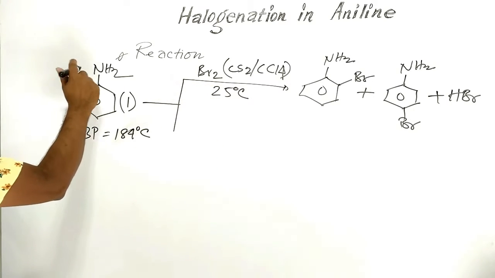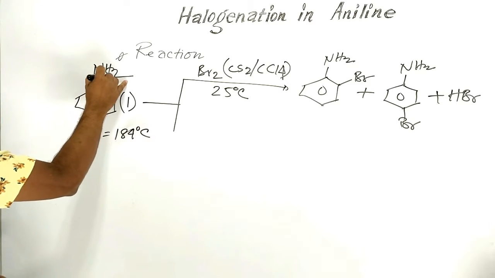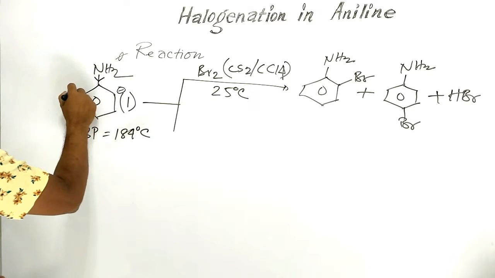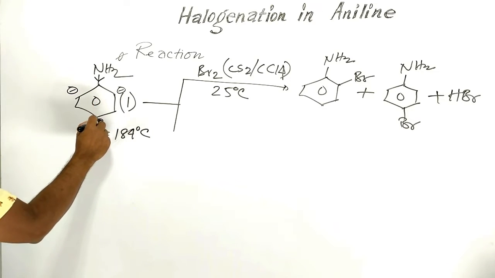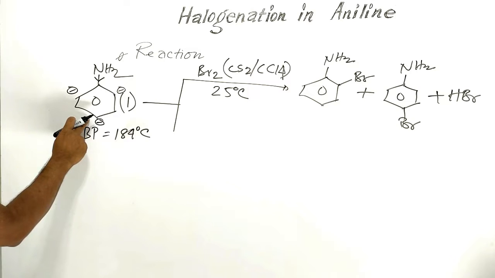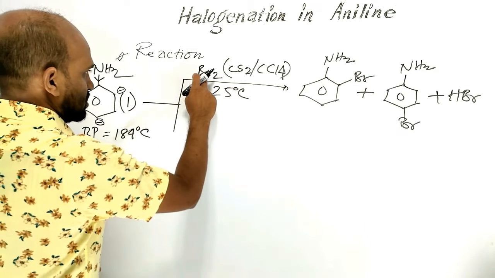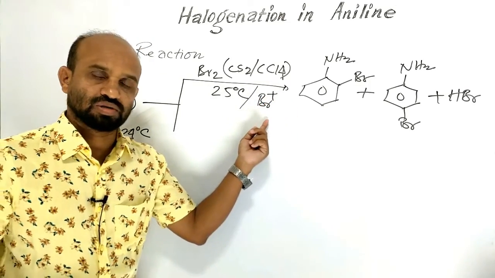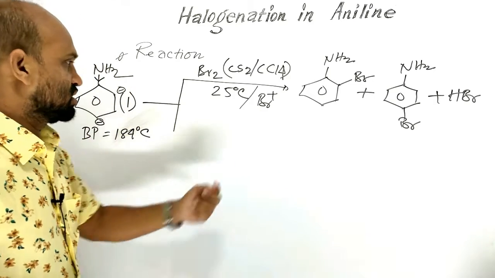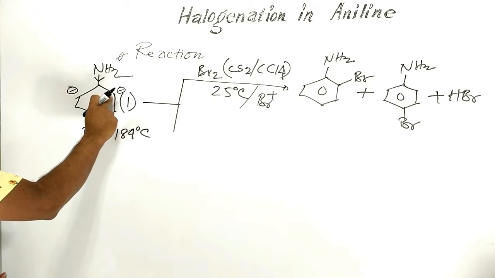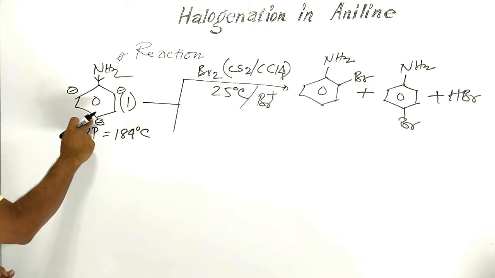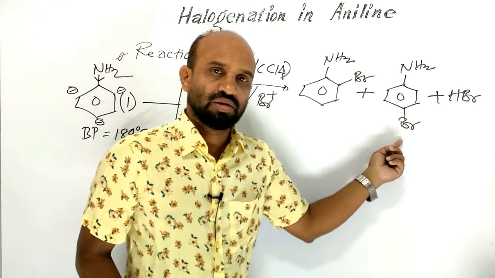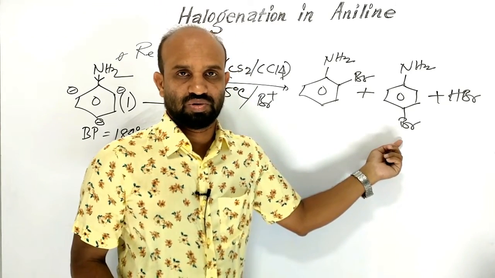As the amino group is an electron donating group towards the benzene ring, that is why the ortho positions and para position become electronically rich. That is why the electrophile from the bromine molecule, that is bromine cation, attacks the ortho position and para position. That is why orthobromoaniline and parabromoaniline are formed.